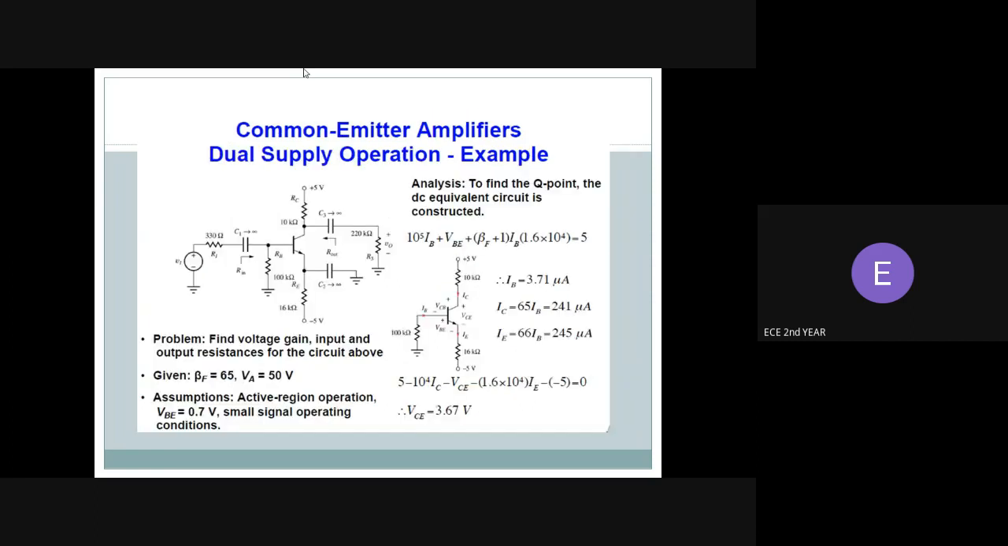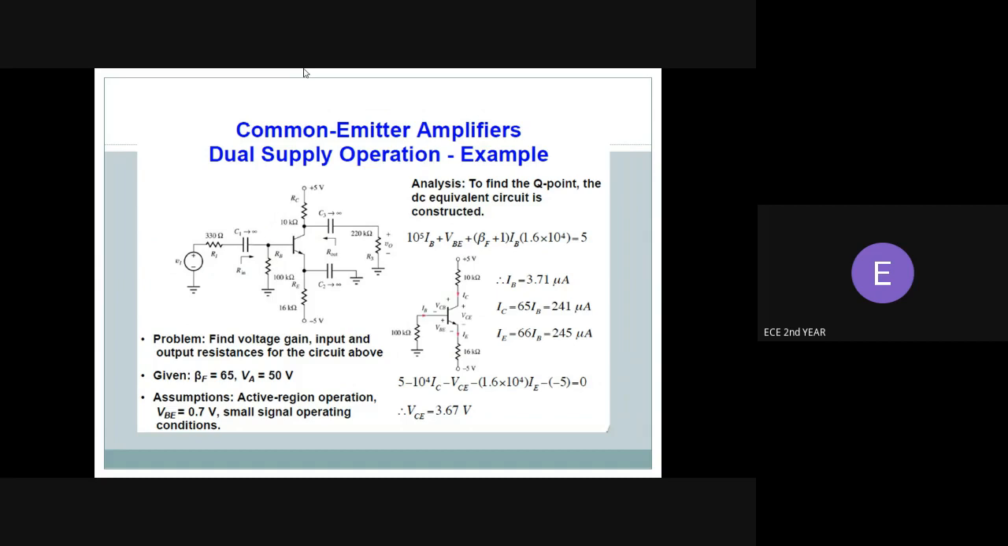So I'm going to see another problem, the common emitter amplifier. I want to say this is the last problem. In this problem, we're going to see the common emitter amplifier and its operation. Example problem: find the voltage gain and the input and output resistance for the circuit given.